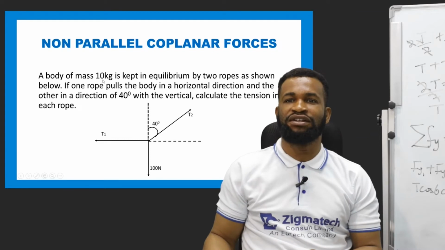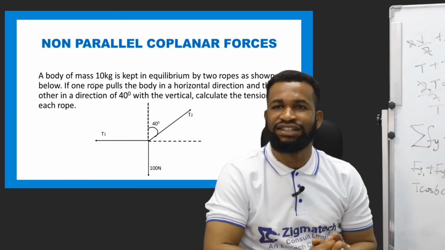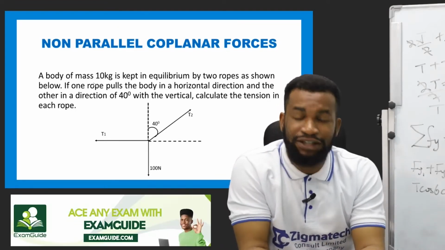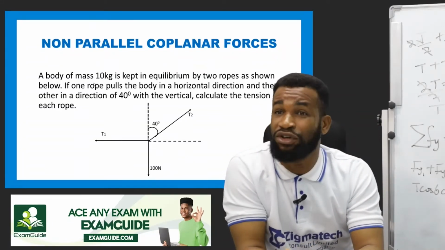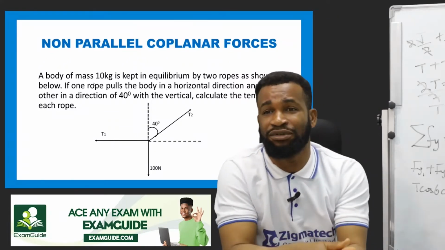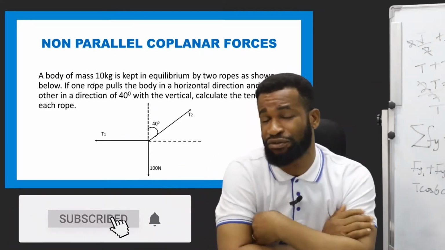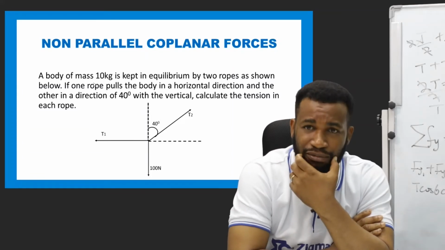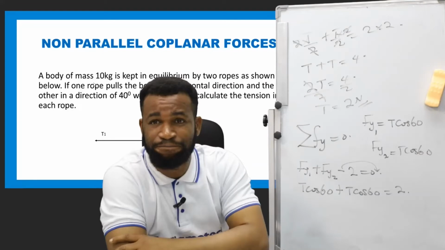All right, we have another example. He said a body of mass 10 kg is kept in equilibrium. Very important. If you give me this question and you don't put equilibrium, I cannot solve it, because the topic is on equilibrium. Some of these exam bodies will bring a question and want you to solve it without giving the basic condition for it. So you must always see equilibrium, because that is the condition where these our principles are applied.